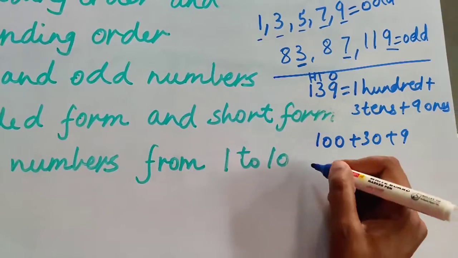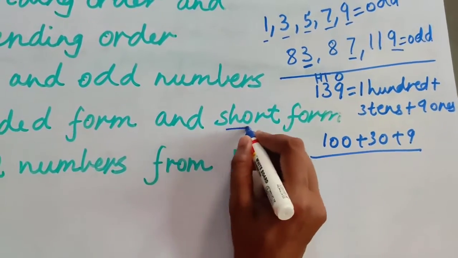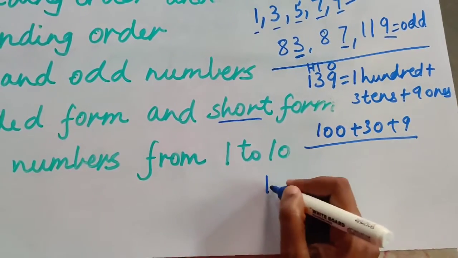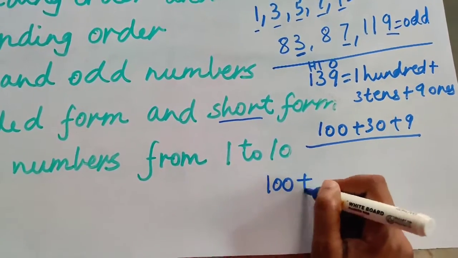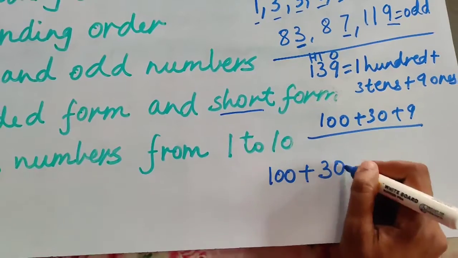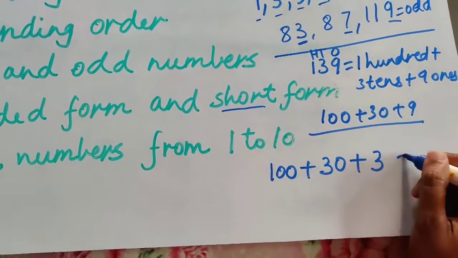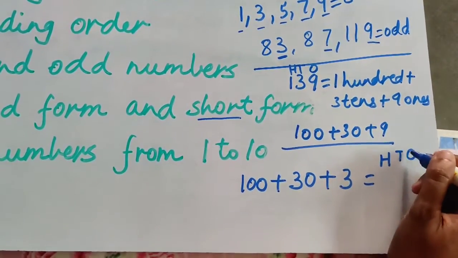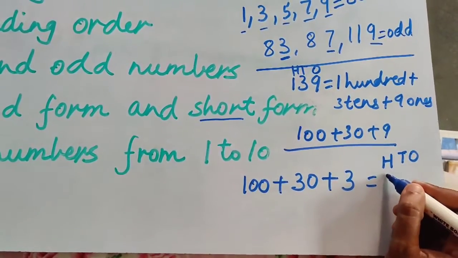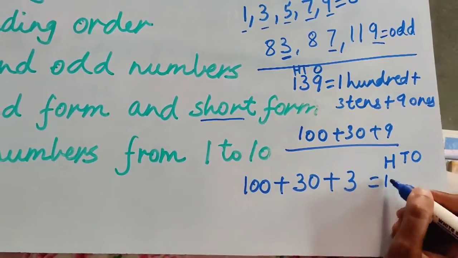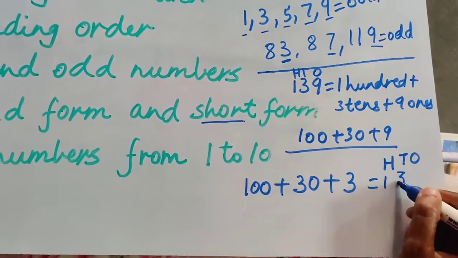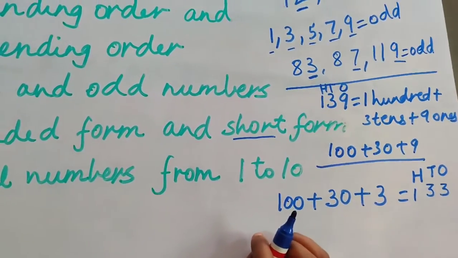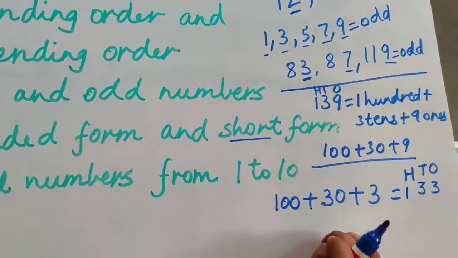Okay, now here comes the question about short form. So how do we find short form? Suppose that a number is given here 100 plus 30 plus 3. So how do we get it? We'll get the short form by writing 100s, 10s and 1s here, and in the hundreds की place पर क्या आएगा? 1. How many 10s are there? 3. How many 1s are there? 3. So we have got the number 133. Yes, in this way we can find out the short form.